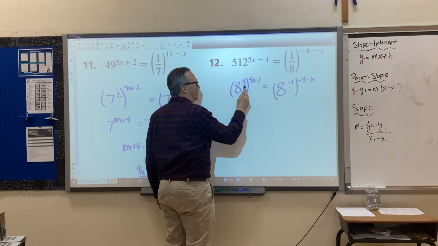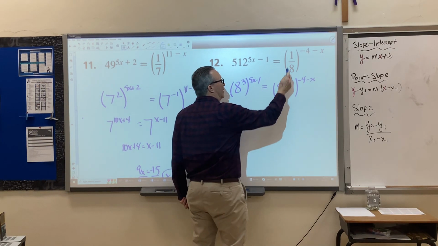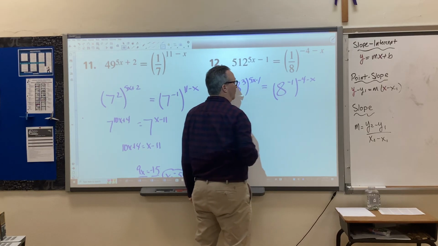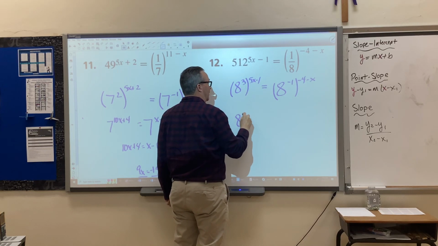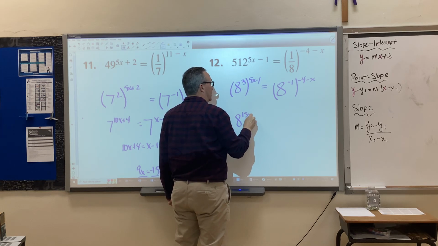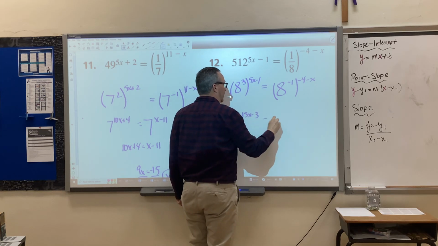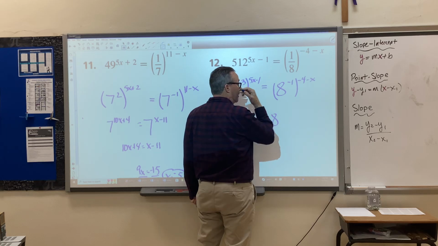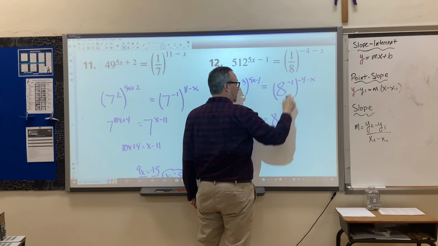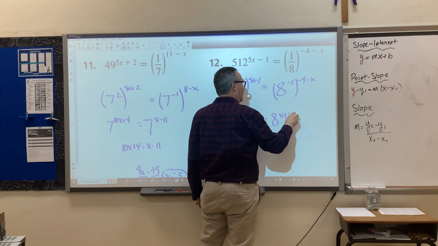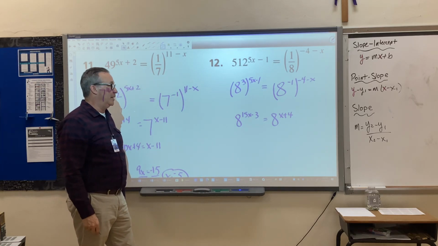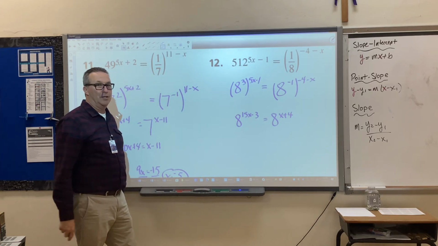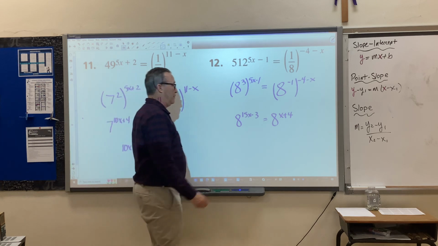5/12 can be written as 8/3, and 1/8 can be written as 8 to the negative 1. And then we have a power of a power, you multiply the power. So this is 8 to the power of 15x minus 3. This is 8 to the power of positive 4 and positive x, so x plus 4. And once the bases are the same, we can just solve the equations by setting the powers equal to each other.